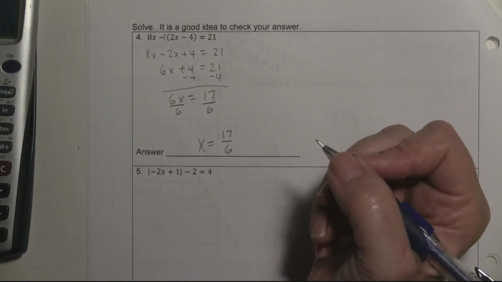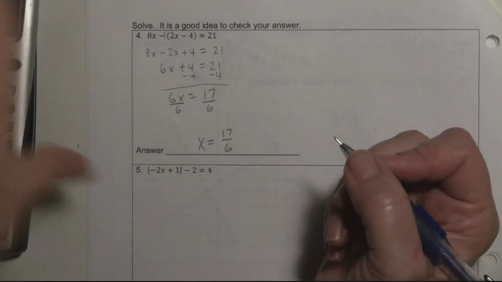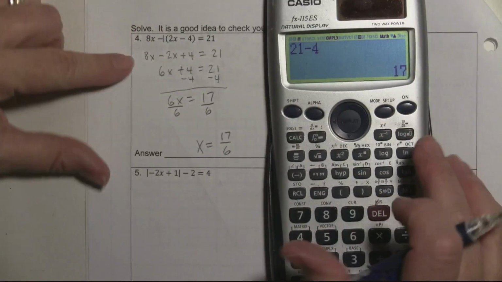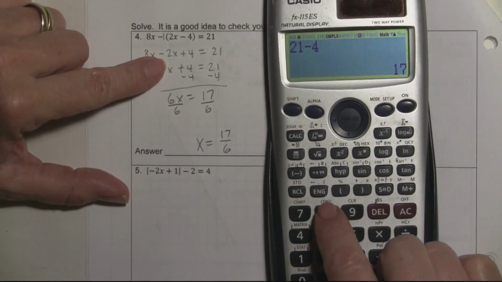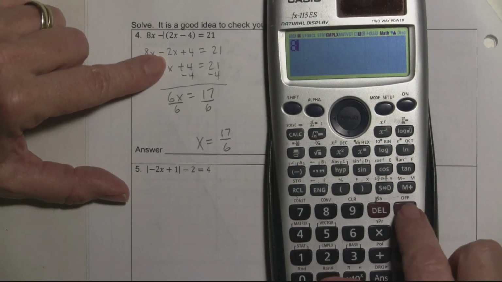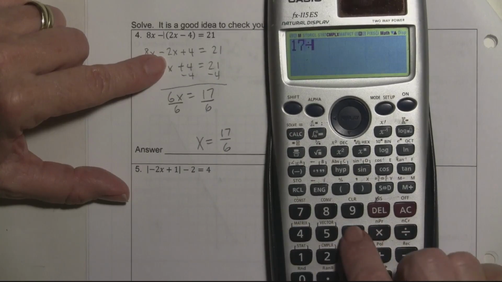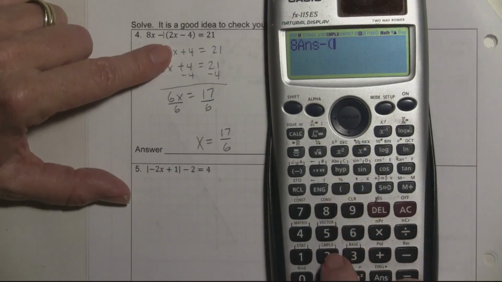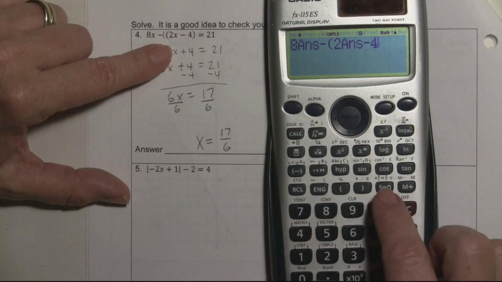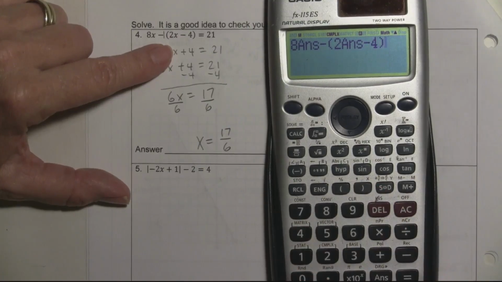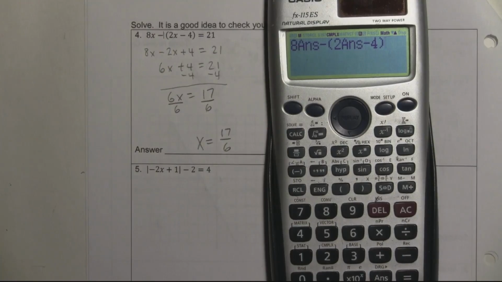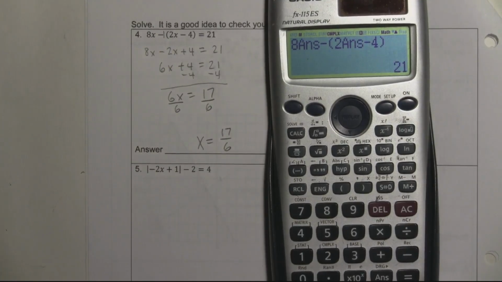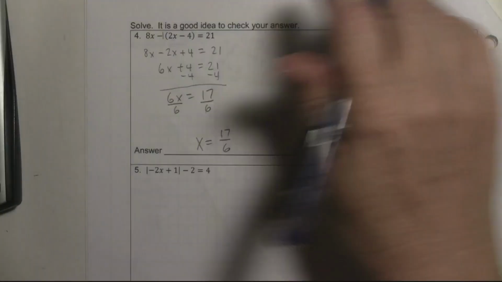I certainly can check my answer, and it's certainly a good idea to check your answer. And when you check your answer, you would check in the original. So 8x, maybe I'll do the answer thing, even though 17 over 6 is not that bad. So there's 17 over 6. So I'm going 8 answer minus parenthesis 2 answer minus 4 parenthesis. Remember, the answer is 17 over 6. Hit equals, better get 21. Yay, got 21. So that means that it was right.